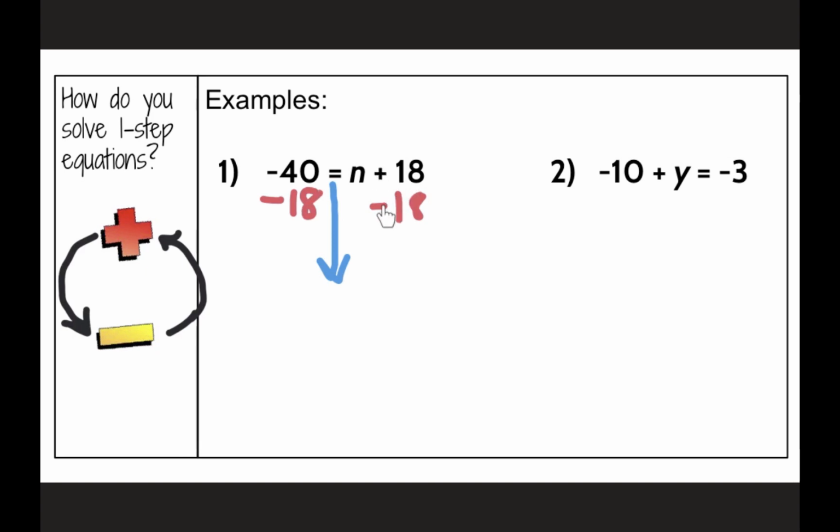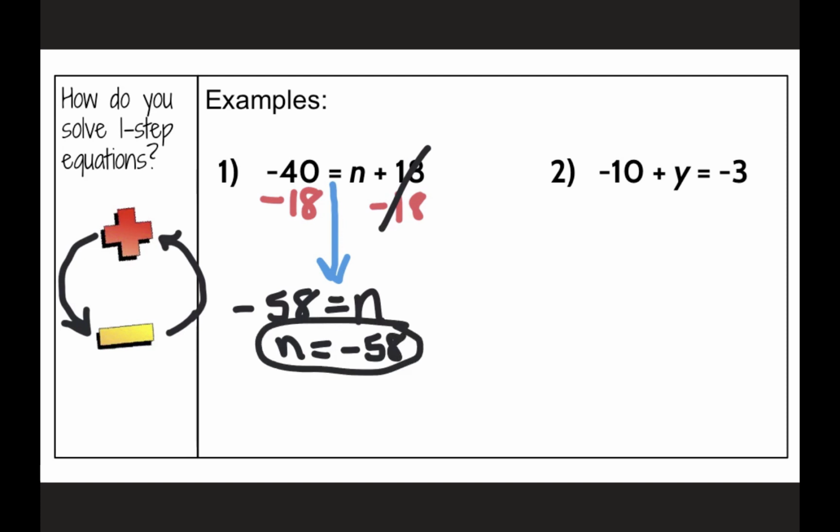Positive 18 minus 18, that leaves me with 0. N plus 0, I can just write that as n. Negative 40 minus 18, that leaves me with, use a calculator if you would like to, negative 58. I like to see that variable coming first once I solve for it, so n equals negative 58.